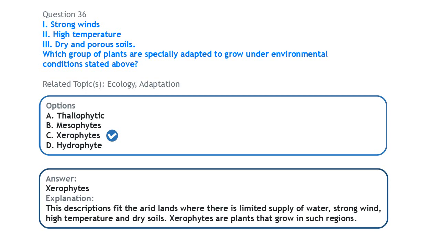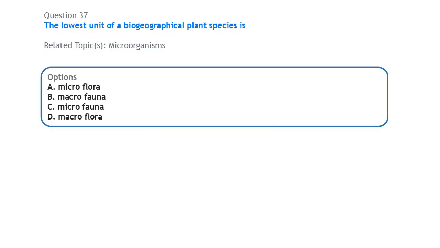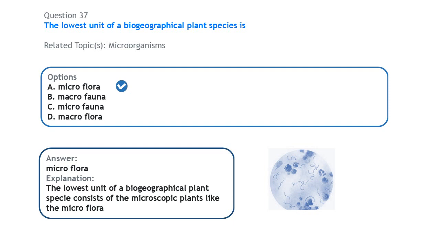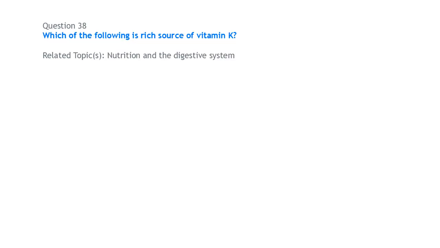Okay, the winds in arid lands are very strong, and the temperature is very high relative to other habitats. The soil is usually dry and porous. So xerophytes are the plants that will go in such habitats. Next on microorganisms, the lowest unit of a biogeographical plant species is the microflora. The microflora is the lowest unit of a biogeographical plant species.